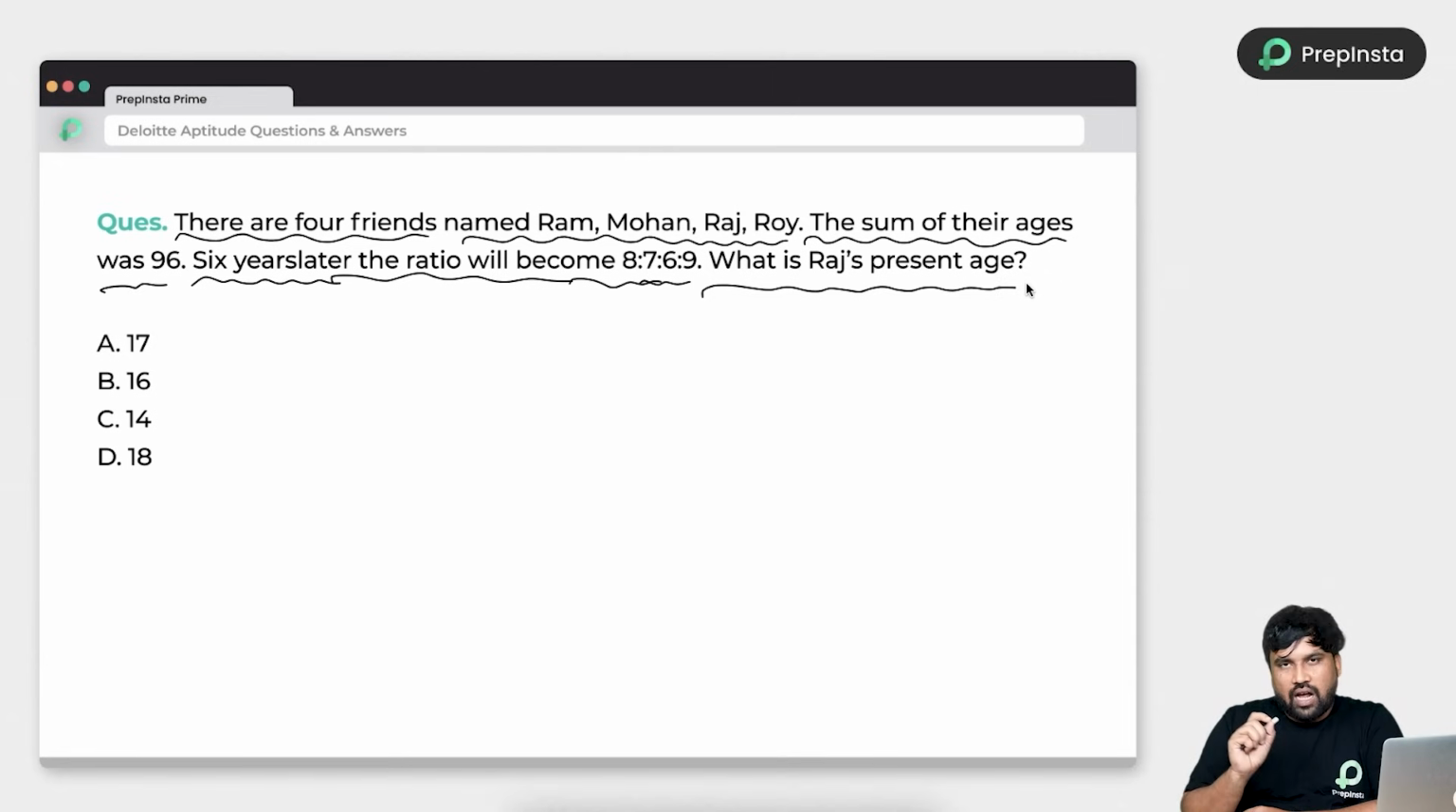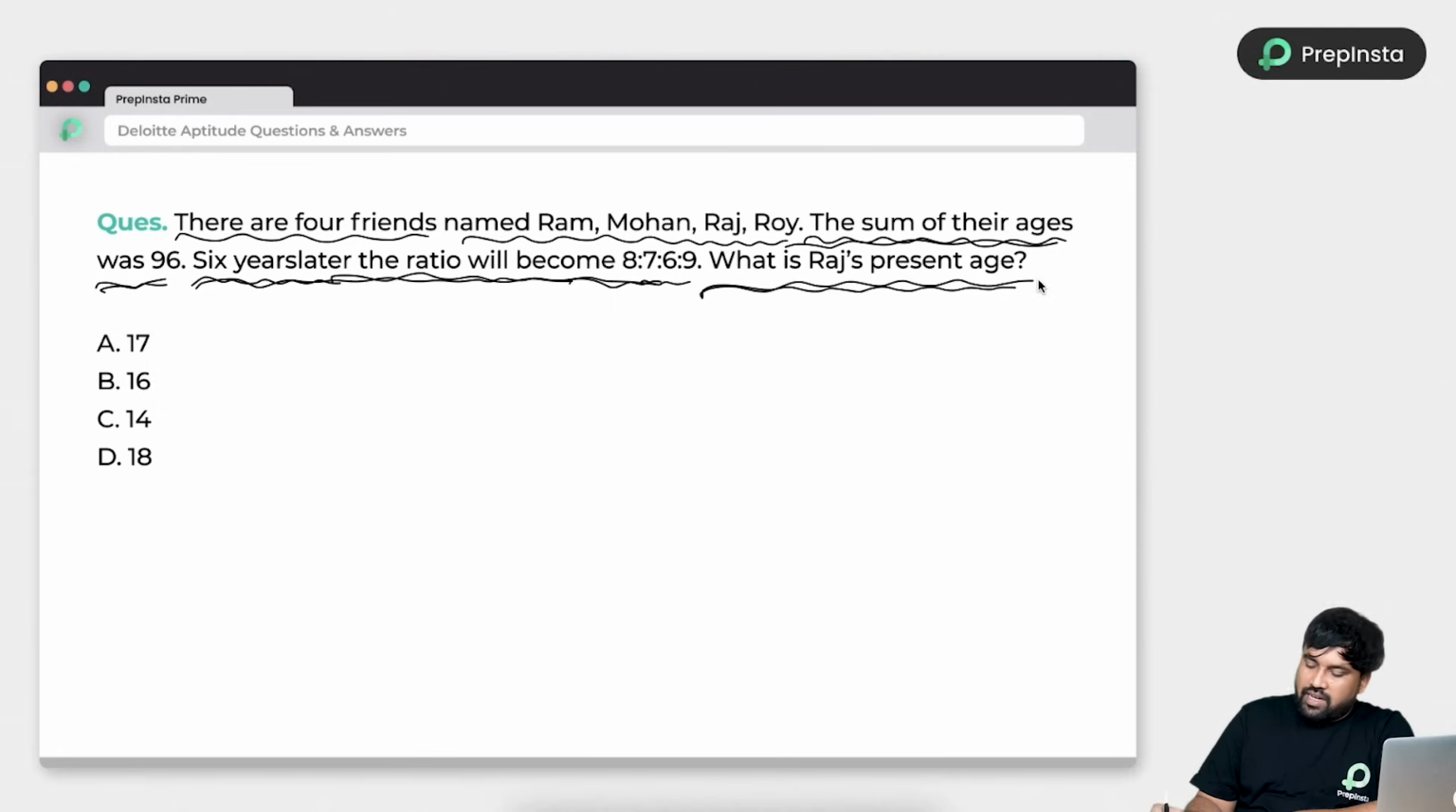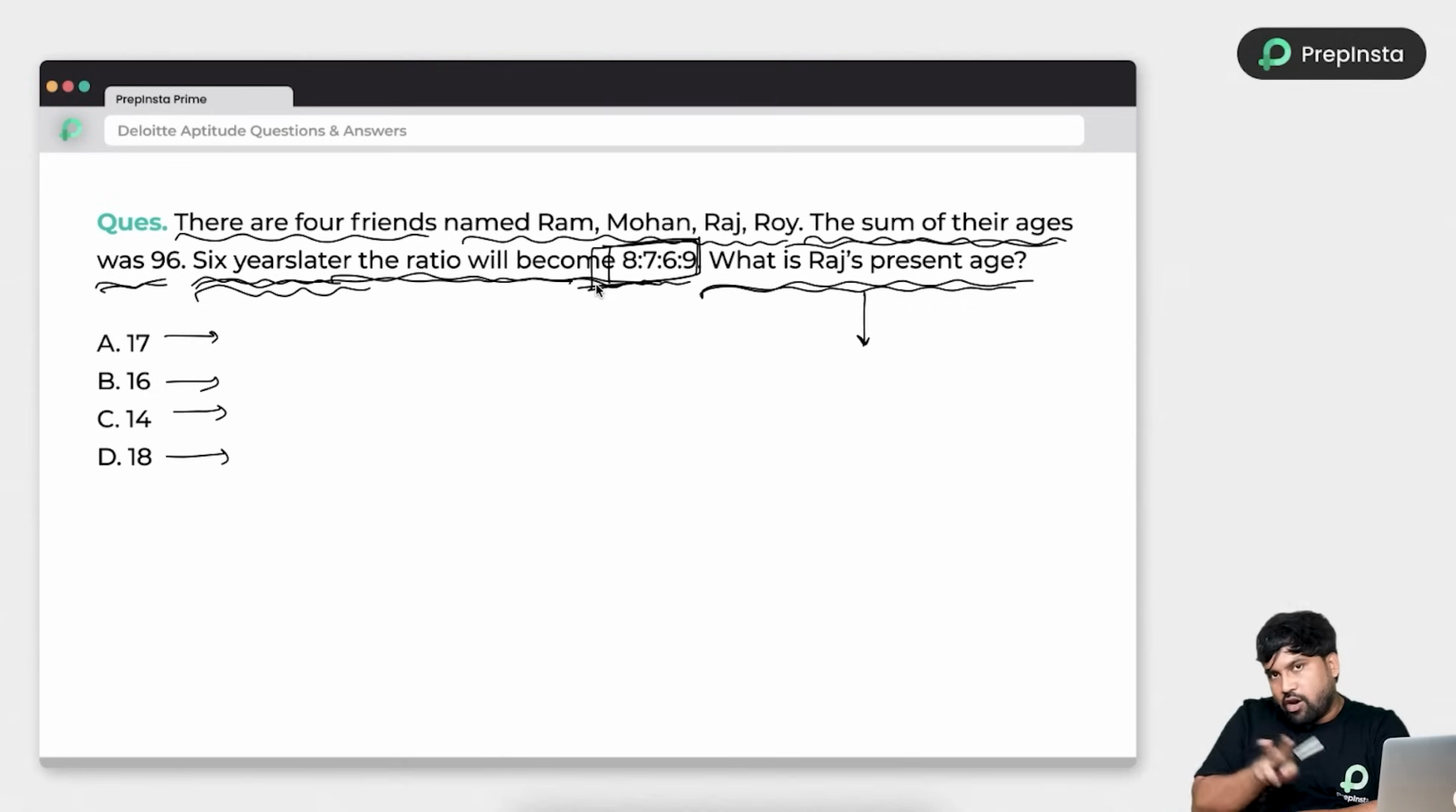Guys, here just look, I will tell you one beautiful simple shortcut. There are four friends named something and the sum of their ages is 96 is given. And 6 years later, the ratio will be this, right? So tell me one thing. What is Raj's present age? Rather than finding the present age, what is the age after 6 years? 6 years later, right? Why? Because I know the ratio after 6 years. So that's why I am making my options come to the 6 years later age.